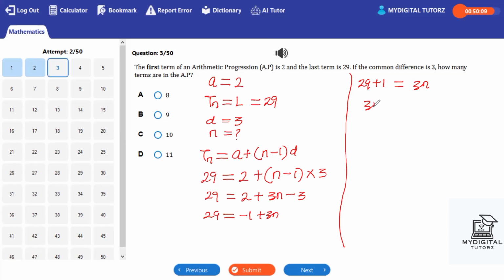So let's bring this to the right side. You have 3n is equal to 30. Divide both sides by 3. This 3 will cancel this 3. This implies n is equal to 30 over 3, that will give us 10. So the number of terms in the AP is 10, which is option C. I hope we are together. Option C. So let's move to question 4.